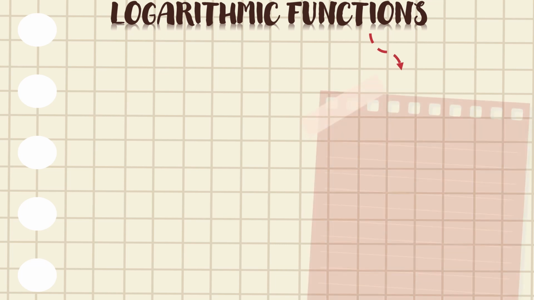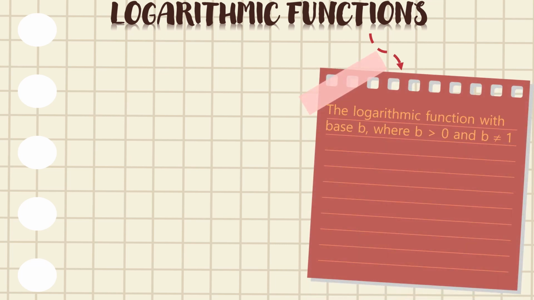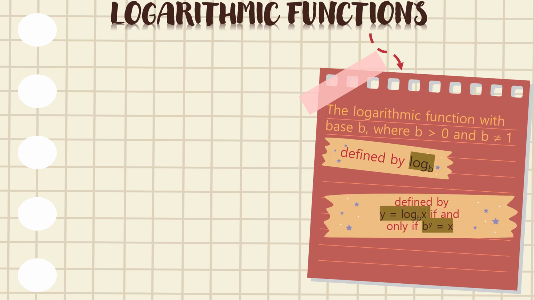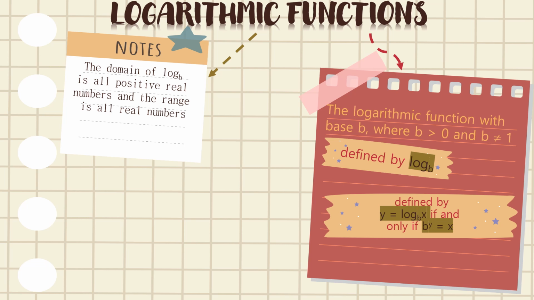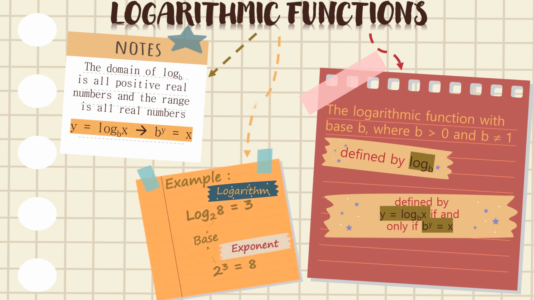The logarithmic function with base b, where b is bigger than 0 and b does not equal 1, is defined by y equals log base b of x if and only if b to the power y equals x. The domain of log b is all positive real numbers and the range is all real numbers. y equals log base b of x means b to the power y equals x. In this sense, a logarithm of a number is an exponent. Log base b of x is the power to which we must raise b to get x.